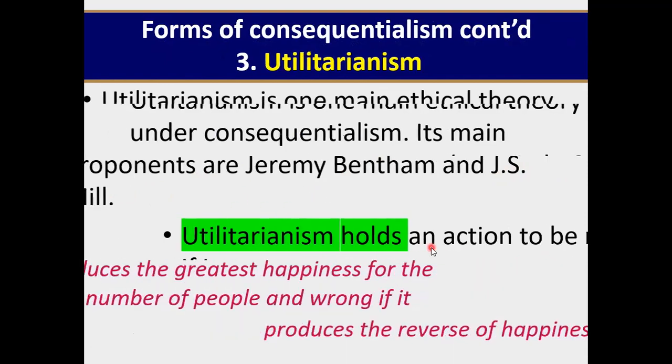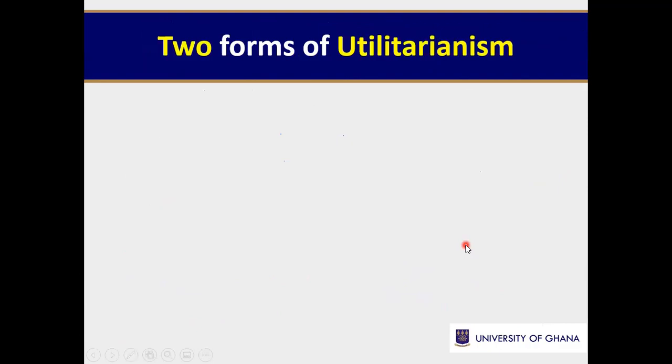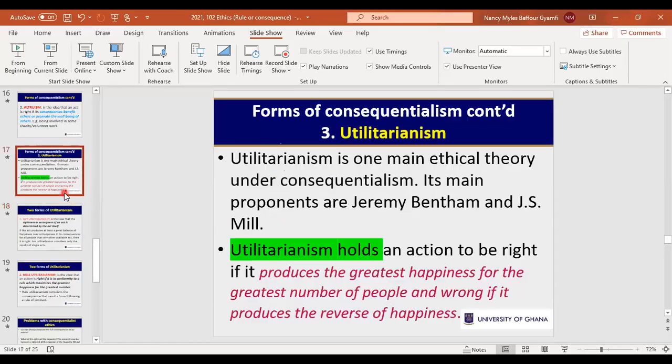Utilitarianism holds an action to be right or wrong. So let's look at the right. Utilitarianism holds an action to be right if it produces the greatest happiness for the greatest number of people, and wrong if it produces the reverse of happiness. Happiness here is talking about what pleases, so the good. They think of the good as happiness.